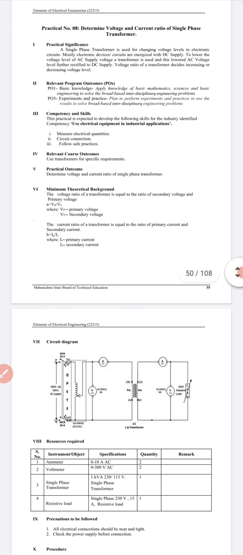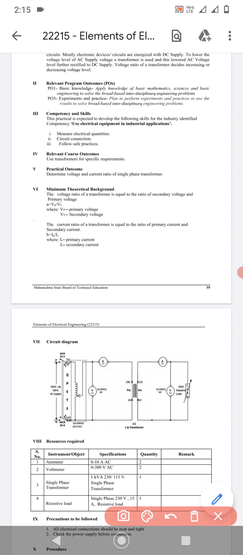Okay, then what is meant by voltage ratio? The voltage ratio of a transformer is equal to the ratio of secondary voltage and primary voltage. Okay, A is equal to Vp upon Vs, where Vp is the primary voltage and Vs is the secondary voltage.